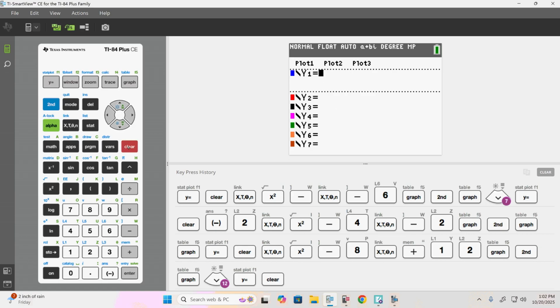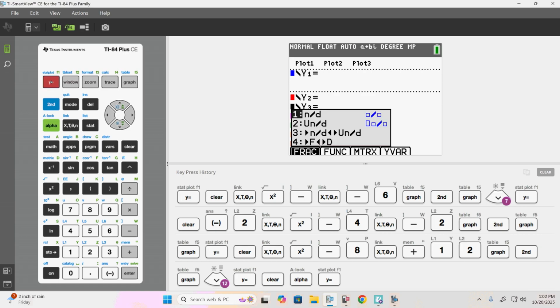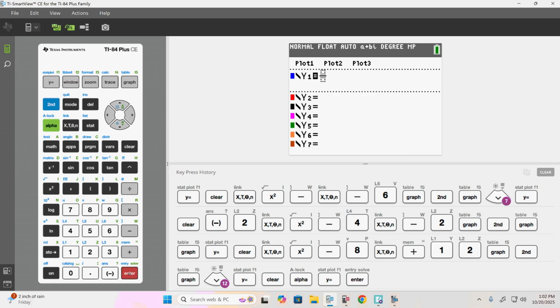So the first thing we're going to do is hit y equals. We'll pull this back up and clear it out. Now the first number we're typing in is that negative 1/2. Alpha y equals enter will give us a fraction.